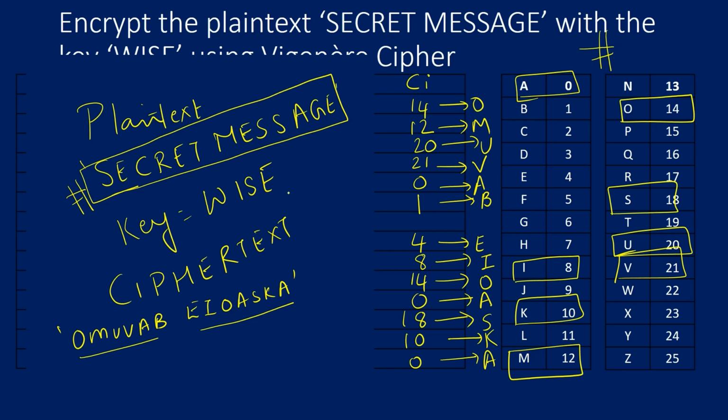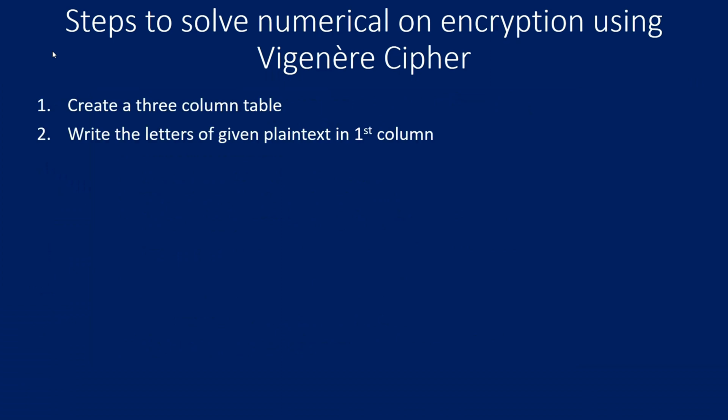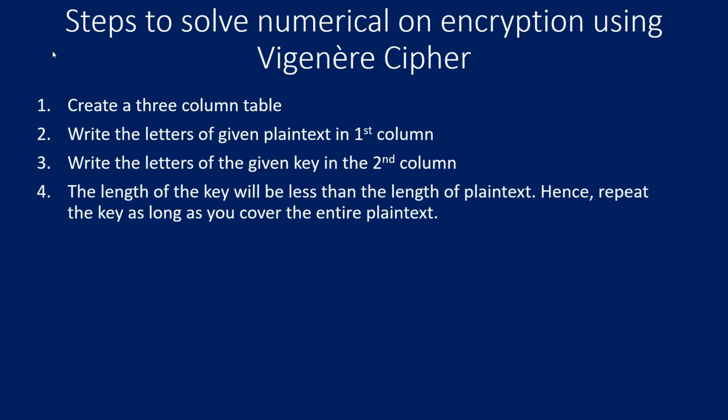Let us now summarize the steps to solve numerical on encryption using Vigenere Cipher. The first step is we create a 3-column table. Second step, we write down the letters of the plain text in the first column. Third is we write down the letters of the given key in the second column. The length of the key will be less than the length of the plain text and hence we have to repeat the letters of the key as long as we cover the entire plain text.